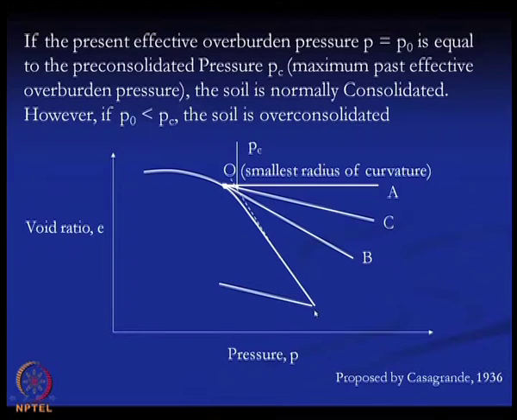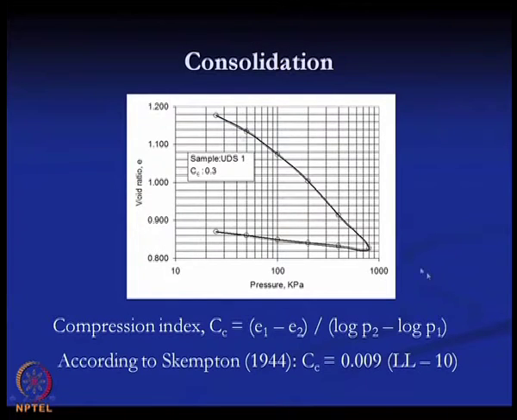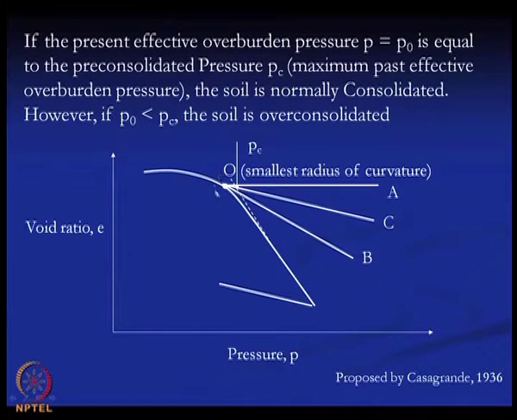Now, this is a typical loading path and this is the unloading path, similar to this graph. From this loading path we have to identify a point O which has the smallest radius of curvature. Once you select the point O, draw a line OA from point O which is parallel to the pressure, P, x axis. Now, from point A draw a line OB such that OB is a tangent at O.